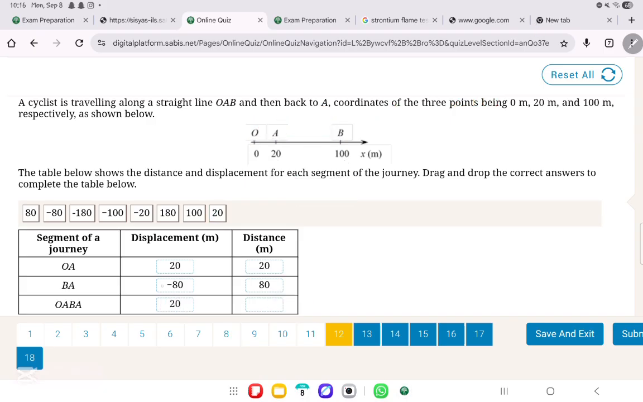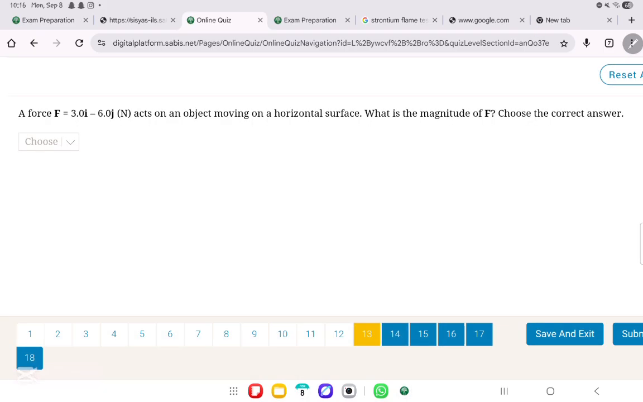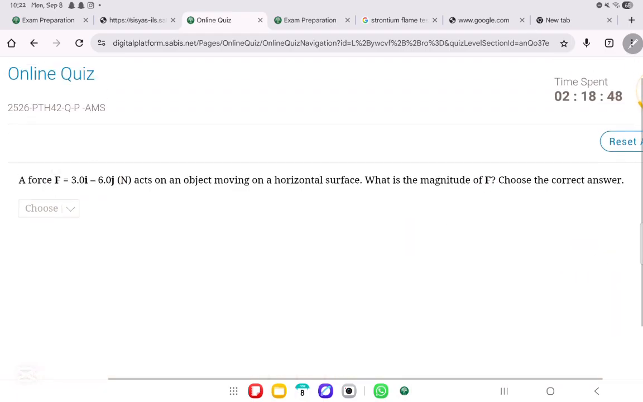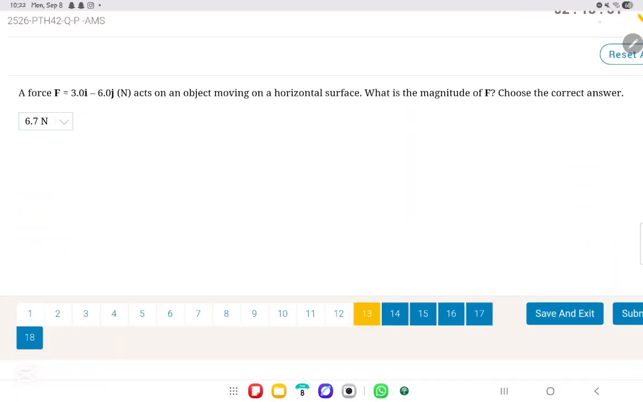Let's move on now to question number 13. A force F, 3I minus 6J, acts on an object moving on a horizontal surface. What's the magnitude of F? How do we find the magnitude R? It's radical x squared plus y squared. So put it on the calculator. And what will you get as an answer? You will get 3 radical 5. So you have to round it and you will approximately get 6.7 newtons. 6.7. Okay.